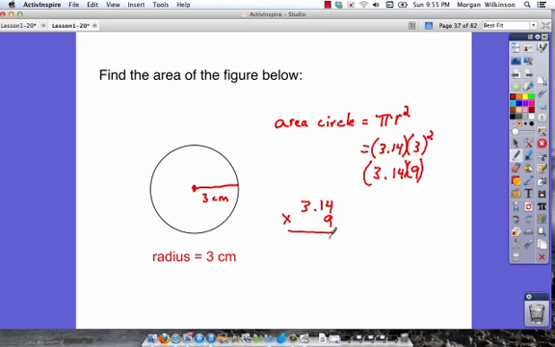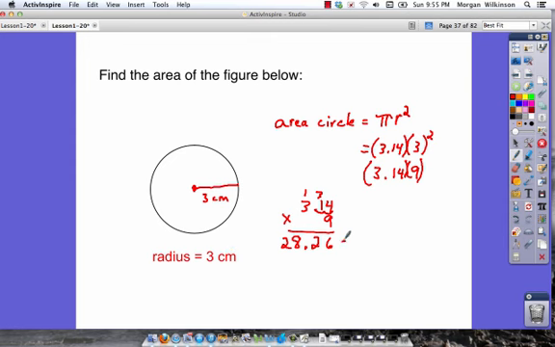9 times 4 is 36. We're going to carry that 3. 9 times 1 is 9, plus 3 more is 12. Carry the 1. 9 times 3 is 27, plus 1 more is 28. So we get 28.26. The decimal point goes 2 spots out of our first factor, none out of our second factor, so it has to go 2 into our quotient. So we get an answer of 28.26.